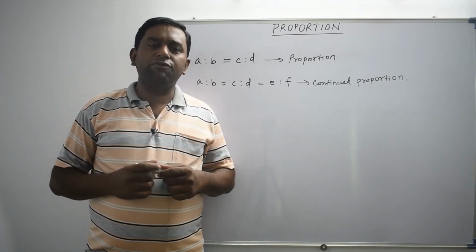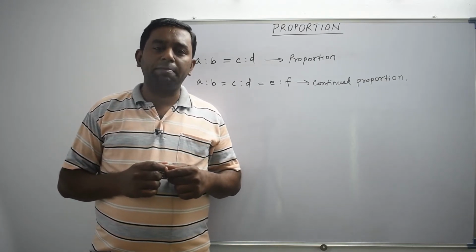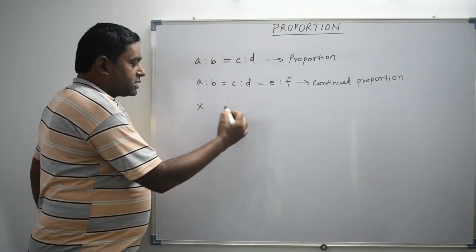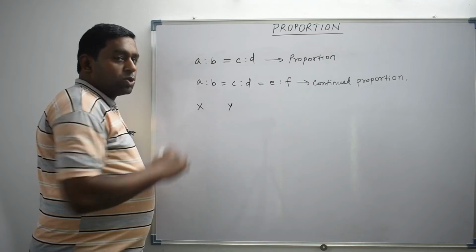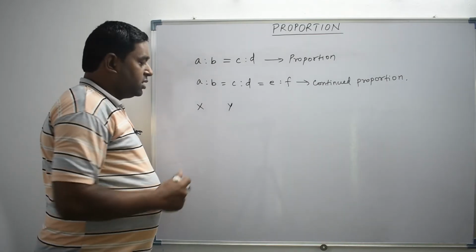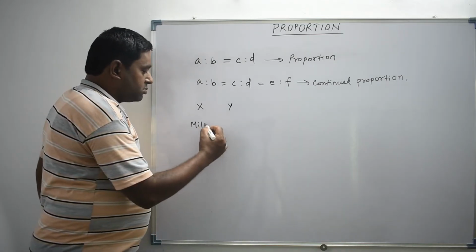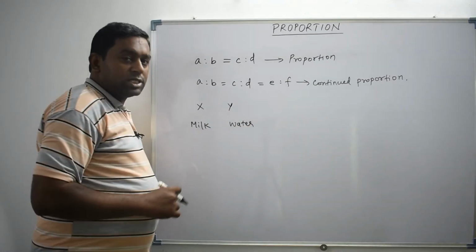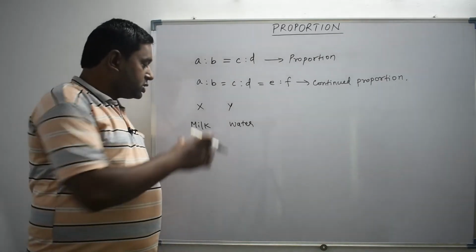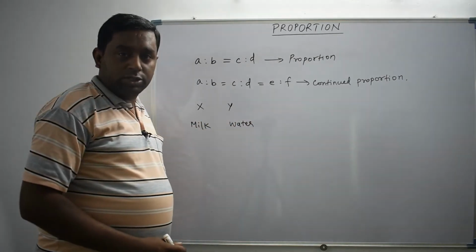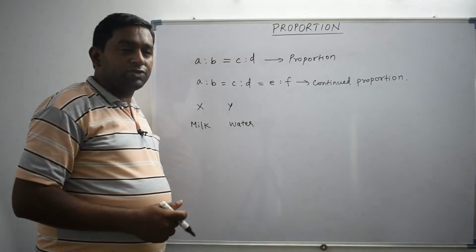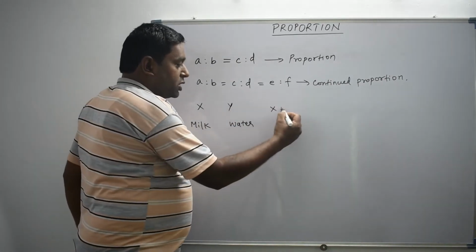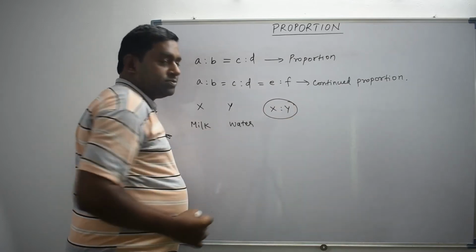Okay, already we know the stuff ratio. Ratio is nothing but comparing two or more quantities of same kind. Let me take two quantities X and Y. Both these two quantities are same kind. For example, I am saying X is milk and Y is water. Here both these two quantities are of same kind. How? Because both milk and water are liquids. So that is why I am saying X and Y are of same kind. So we can do ratio between them because they are same kind. The ratio between X and Y is X is to Y.